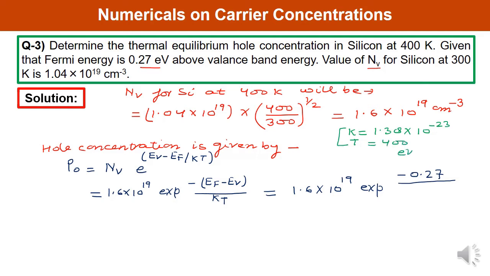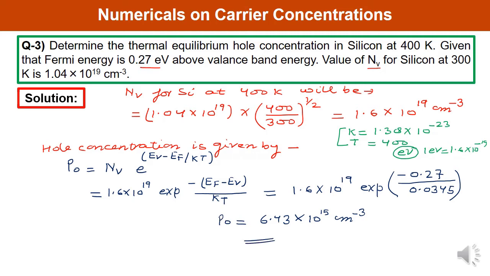Multiply it and then convert it into electron volt. You must remember 1 electron volt is equal to 1.6 into 10 raised to the power minus 19 joule. So if you convert the value of K into electron volt, then this value will be 0.0345. Now simplify this term, and this particular value will come out as 6.43 into 10 raised to the power 15 per centimeter cube, which is the thermal equilibrium hole concentration. This is the final answer.